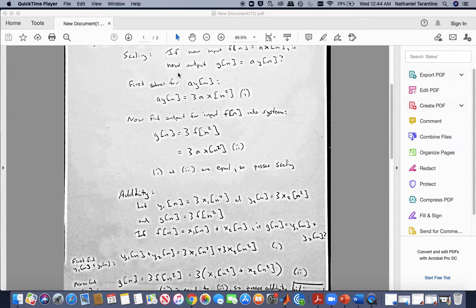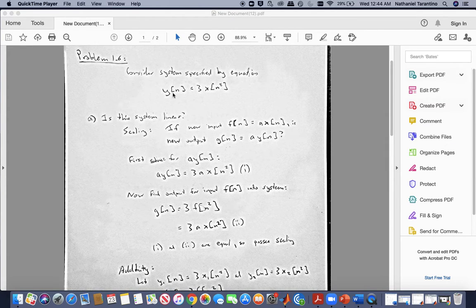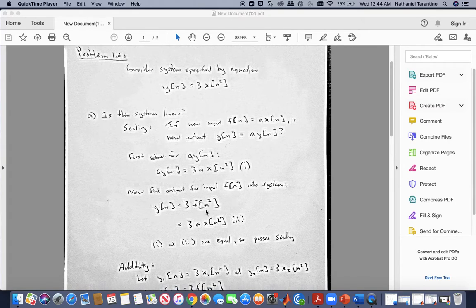So we first solve for a times y of n, which is 3 times a times x of n squared, and then we find the output for f of n into the system, and we find that g of n, which is again the output of f of n, is equal to 3 times f of n squared, which is basically the same relationship between y of n and x of n. You see the same pattern between g of n and f of n here.